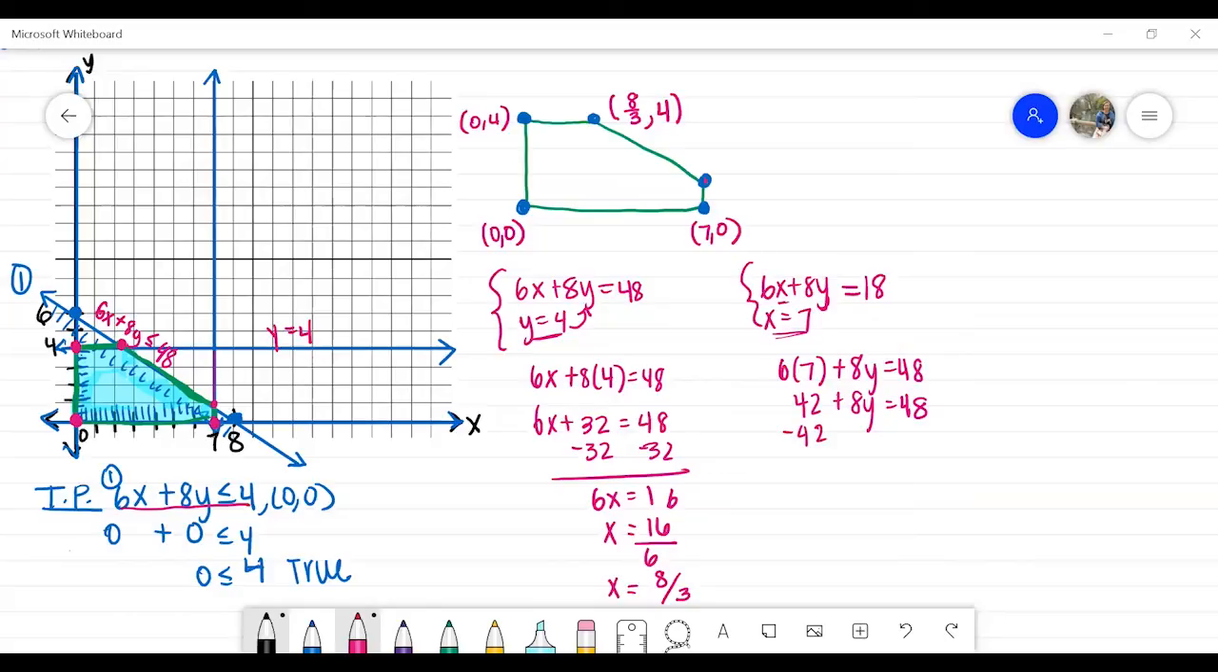Move that 42 over. I got suspicious because it shouldn't be negative. It's graphed as a positive. 8y is going to be equal to 6. Again, it doesn't go in evenly. Divide, y is going to be 4/3, but that's okay, right? So x in that case was 7 and y was 4/3.